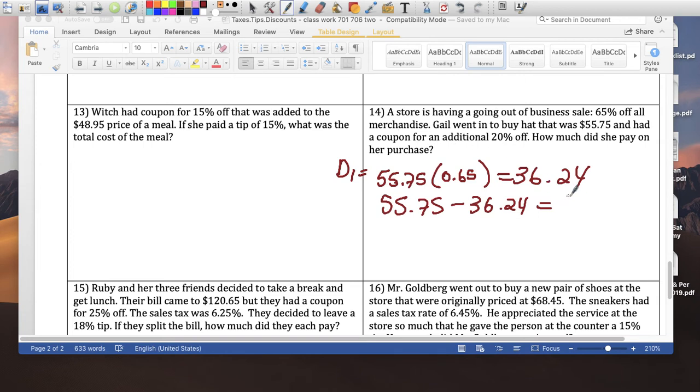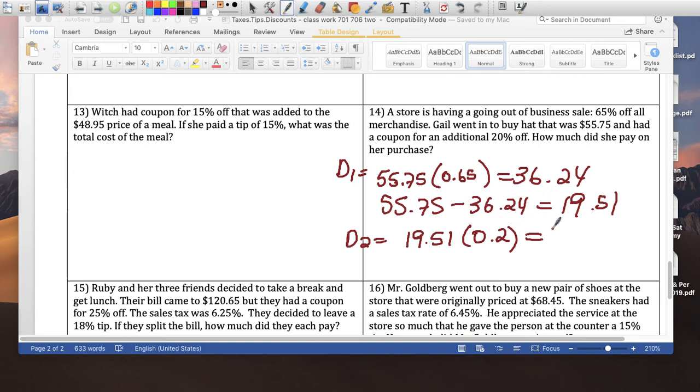And that's going to leave her with $19.51 to pay. But then she has a coupon for another 20% discount, so discount two. Here you have $19.51, which is what she had left over from the first discount. Now we're going to take another 20% off. So let's find out, times 0.2.